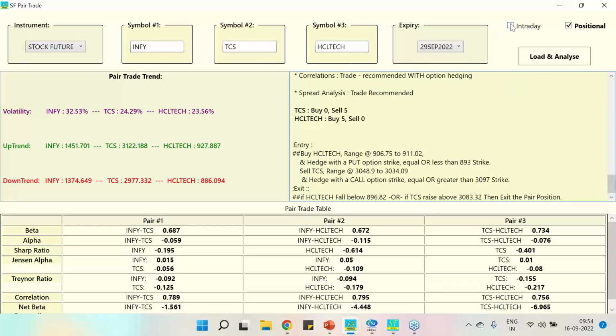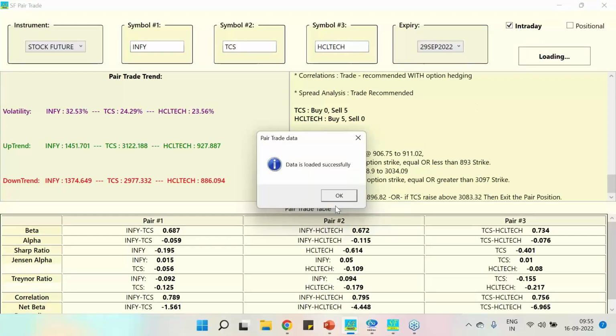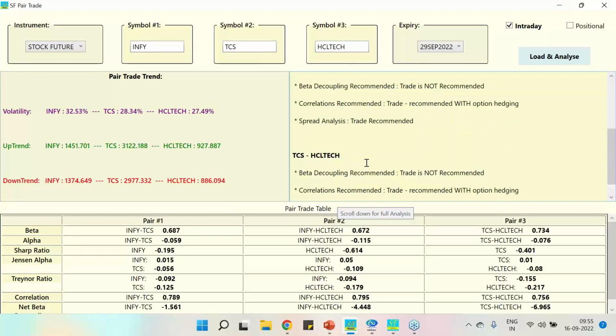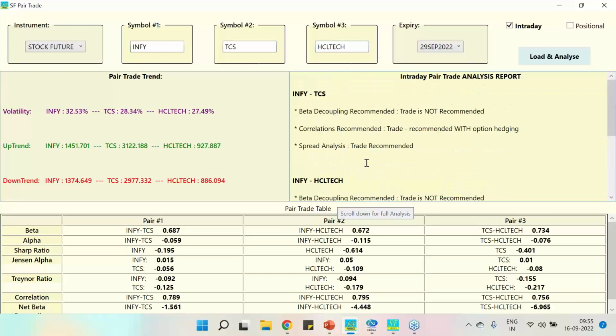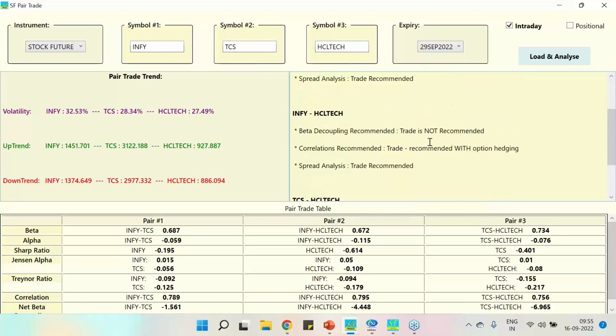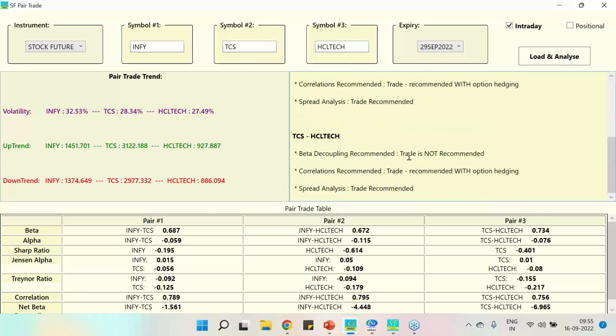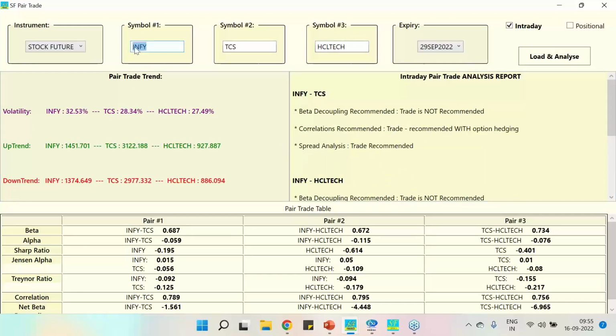Intraday also you can do it, based on the beta decoupling expanding or contracting, and on that view you can trade. But that opportunity comes very rarely. Here you can say the Infosys trade is not recommended. Intraday there are no opportunities here. In these 3 pairs, we do not have any opportunity in the intraday.